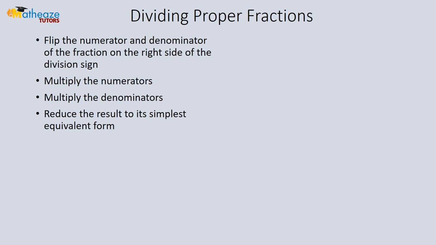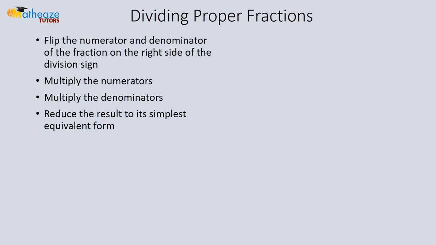What we're going to do is we're going to flip the numerator and denominator of the fraction on the right hand side. Then we will multiply the numerators, multiply the denominators, and reduce the results to simplest form. Let's take a look at some examples.